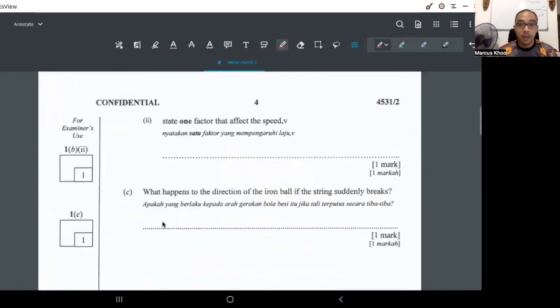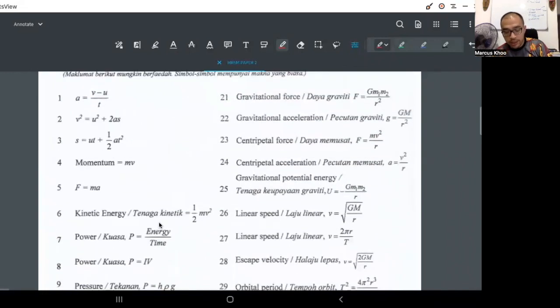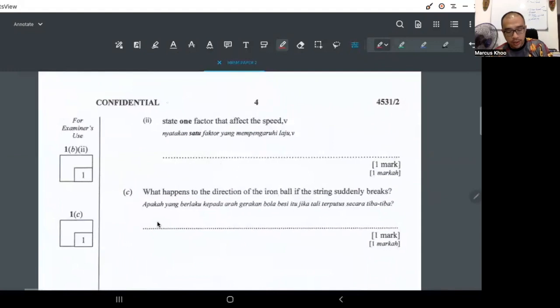Okay, so there are actually two factors lah. If you remember centripetal force, let's take a look. So the formula for centripetal force is this: F equals to mv squared over r. Okay, so F equals to mv squared over r is the formula for centripetal force. And when you look at it, you will see that actually there are two factors that affect the speed, which is either the mass or the radius. Either one of these answers will be acceptable.